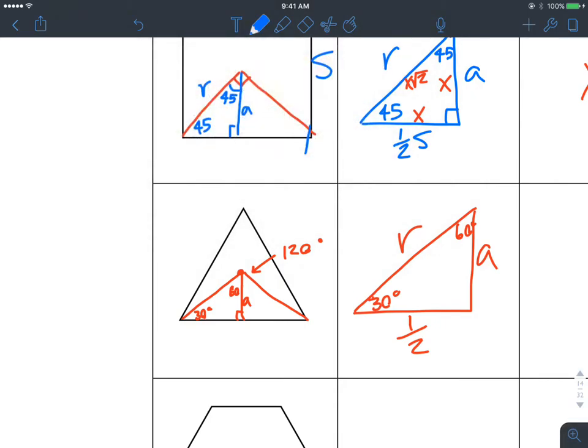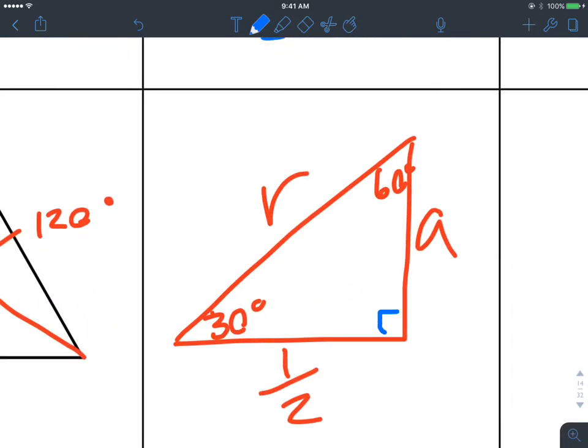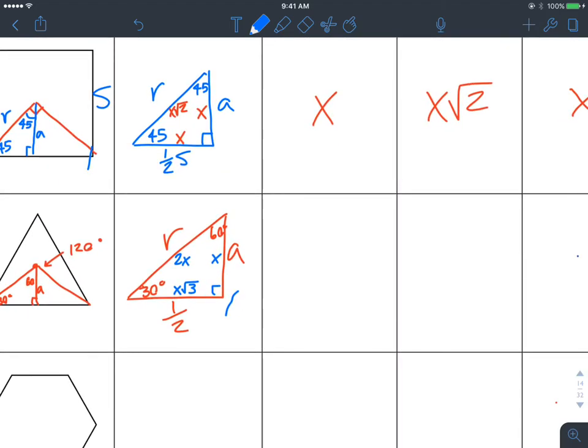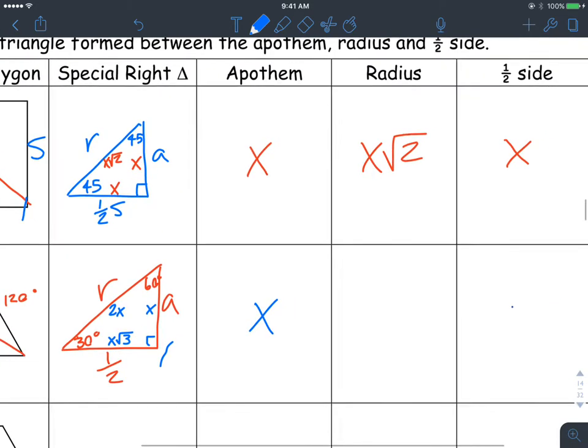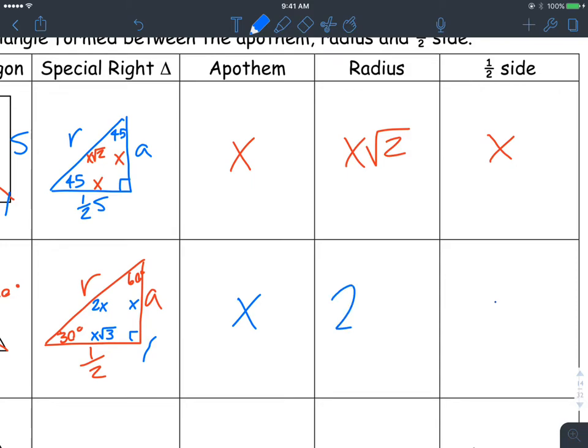Okay, just like we've been doing past couple days, we'll go ahead and label our sides here. Remember, your shortest side, we'll call that X. Your longest side, or your hypotenuse, we'll call that 2X. And then this side here will be X square root 3 right there. And then you can just go and label your ratios here. The apothem was X, the radius was 2X, and then the half side is going to be X square root 3.